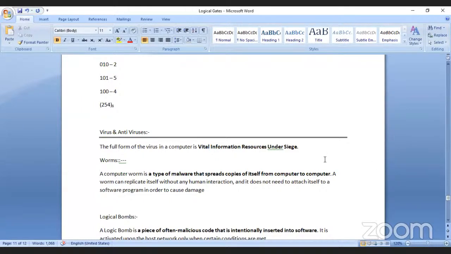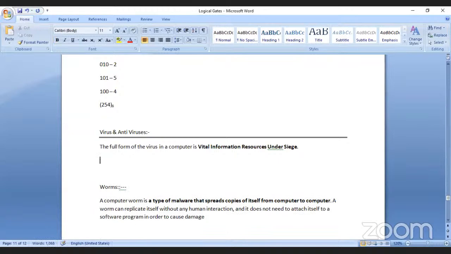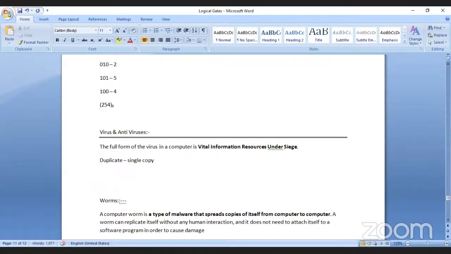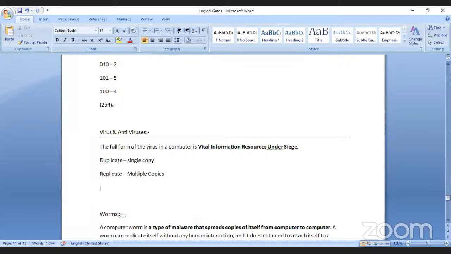Basically some mechanism will be there. If I make a single copy, that is called duplicate. If I have multiple copies, that is called replicate. Duplicate means a single copy, and replicate means multiple copies. So basically, what will a virus do?